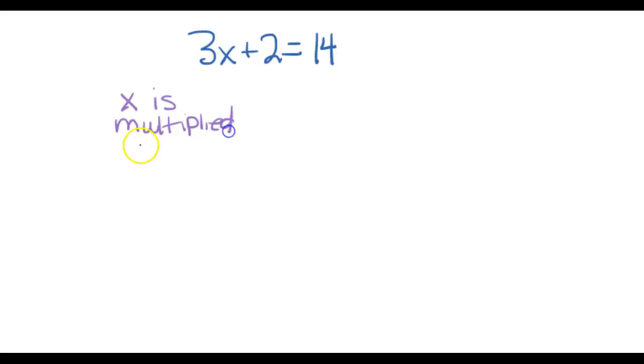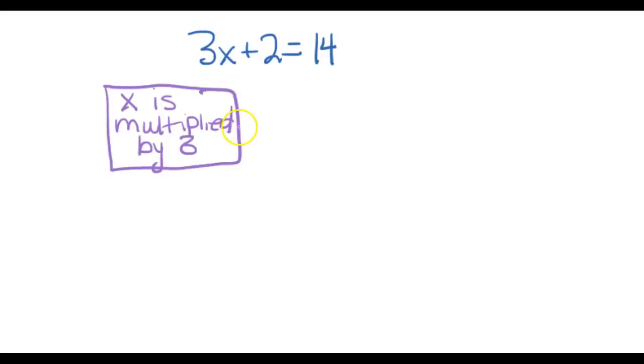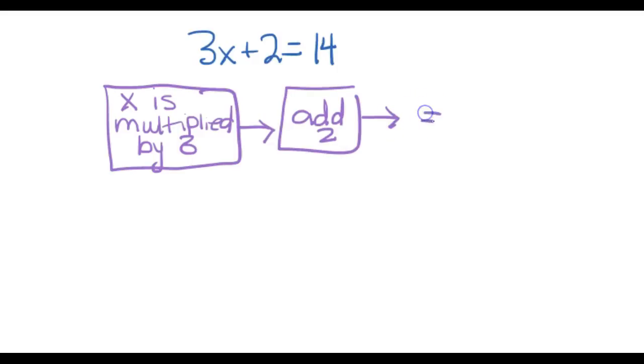Now, I just want to look at this equation one more time. I'm going to rewrite it. 3x plus 2 equals 14. There's two steps going on with this x. So I'm just going to write out what's happening here. The first thing that's happening to x is it's getting multiplied by 3. This is the first thing that's happening in this equation. Then we are adding 2, which will give us a result equal to 14.